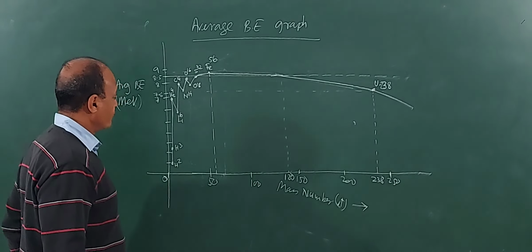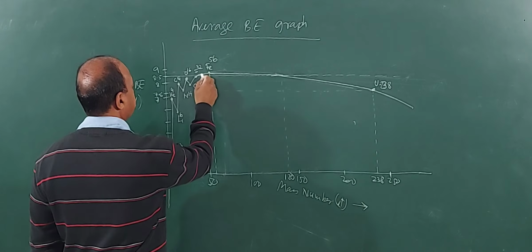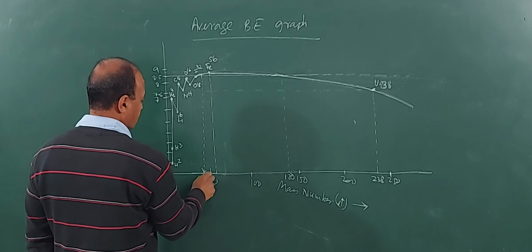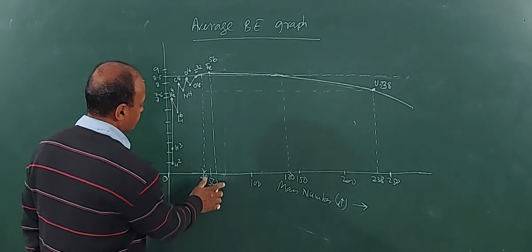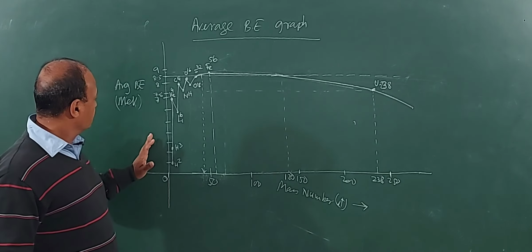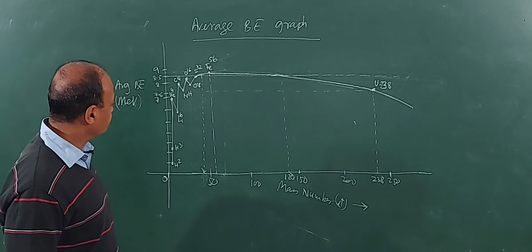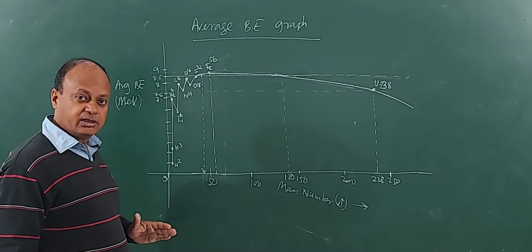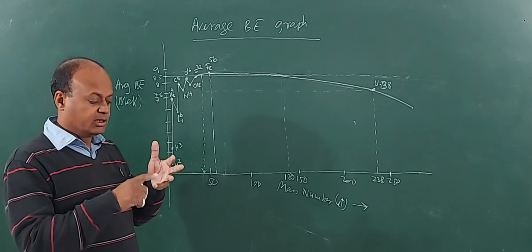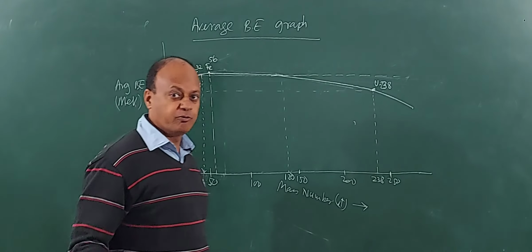Let's understand it. We are denoting binding energy per nucleon in MeV on the y-axis and mass number on the x-axis. This graph can be divided into parts. One is 1 to 40, the other is 40 to 120, then beyond 120 up to uranium 238, and then beyond uranium 238.